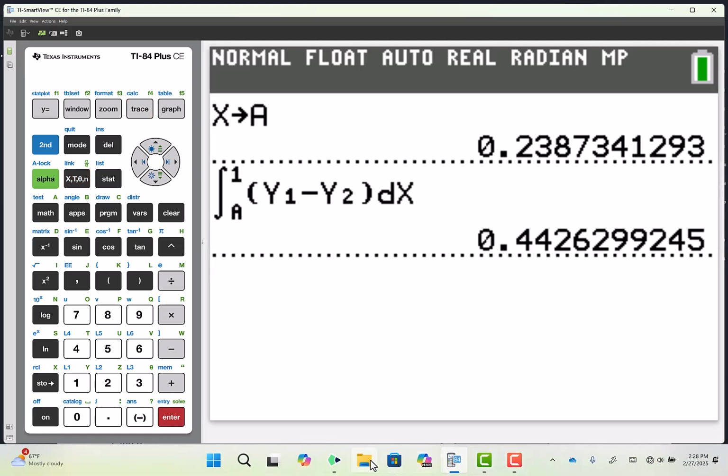0.4426, that's the answer. Let's say you would have gotten a negative. Guys, this will never be negative because you're just finding areas. Unsigned areas are always going to be positive, upper minus lower. So if you would have gotten a negative, you know something's wrong, that you just reversed your things. 0.4426299.